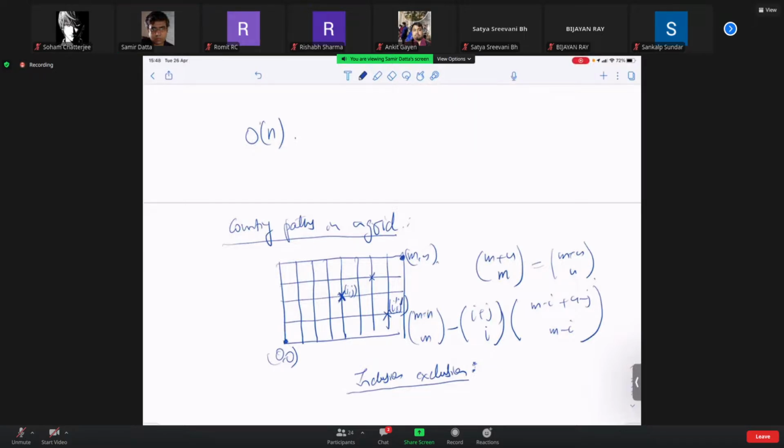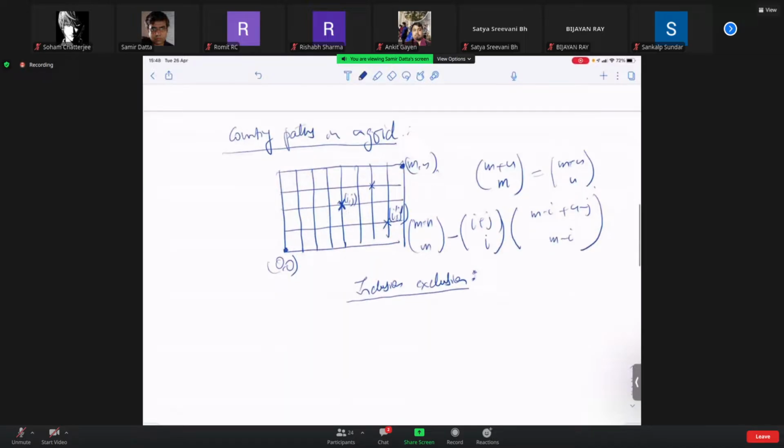Exponential. Exponential in the number of points excluded. Yeah. So inclusion exclusion would say you would have to add up some 2 to the k many terms, correct? Something like that. Is that correct? I think so, sir. Okay.